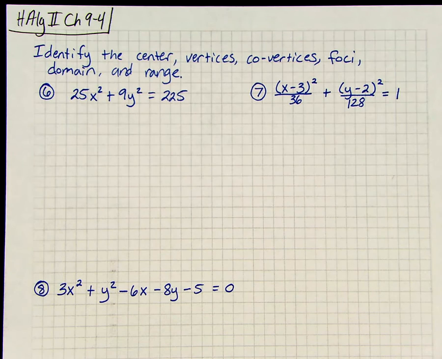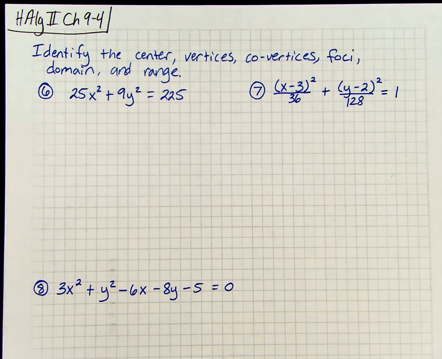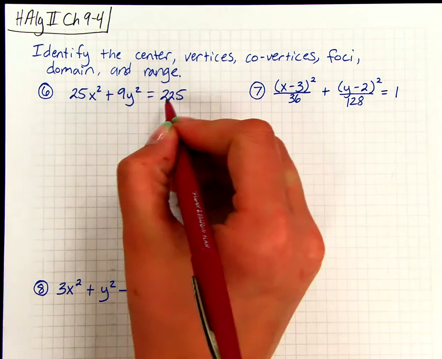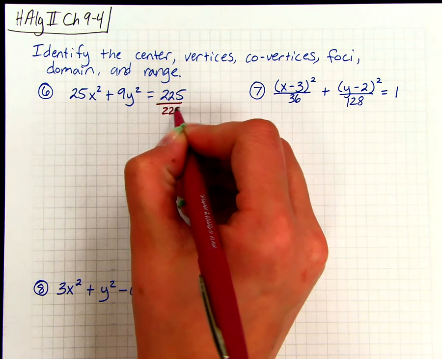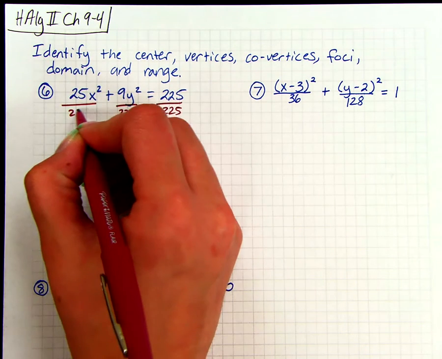So anytime we are finding the parts of our ellipse, we need it to be in our standard form equation. So that means that we need x and y squared over a number equal to 1. So if we notice for problem 6, we don't have it in the correct form. So for this one, we just need to make this number a 1. And to do that, we are going to divide both sides by this 225. And then we're going to reduce those fractions and see where we're at.